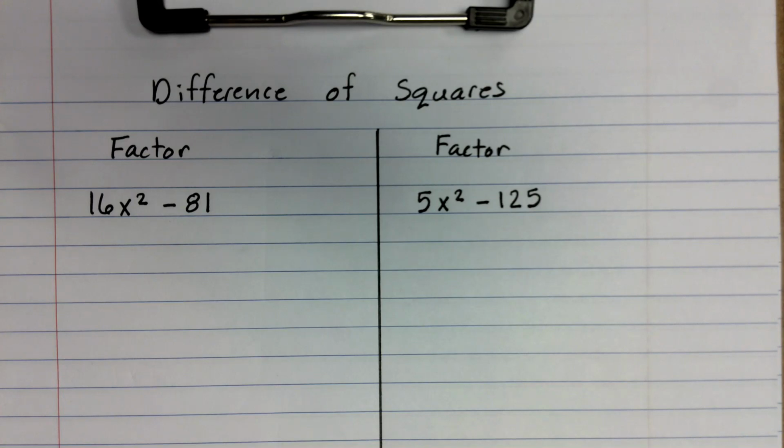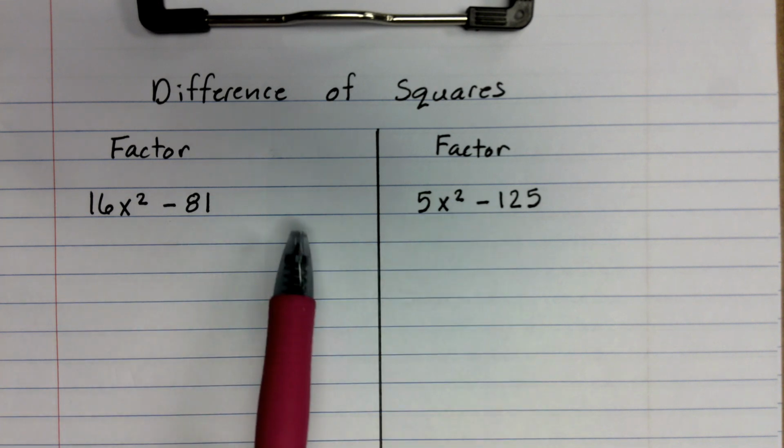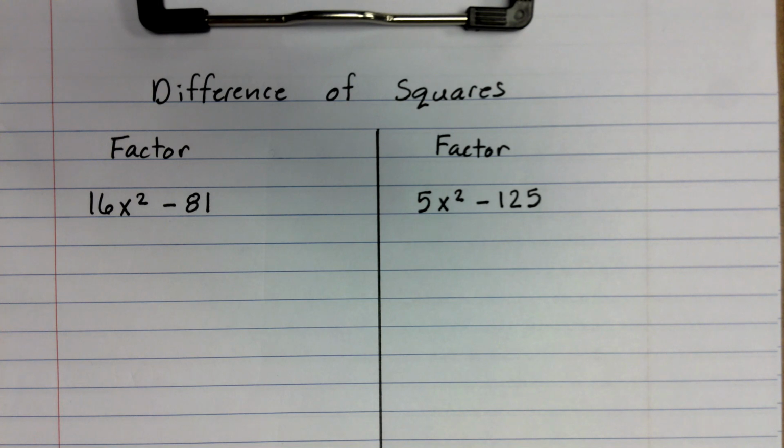In this tutorial, I'm going to show you how to factor a quadratic that doesn't have a middle term because it's been zeroed out. We call this the difference of squares because subtraction occurs and it eliminates our middle term. But let me go ahead and show you what I mean.